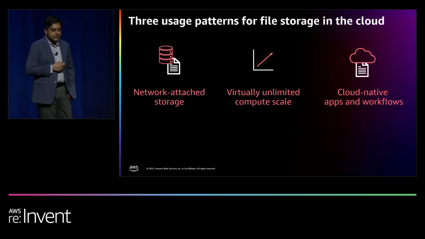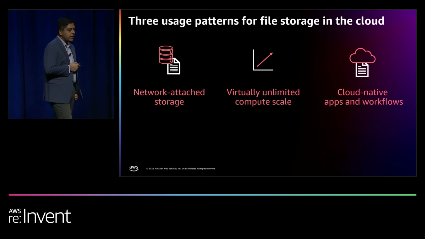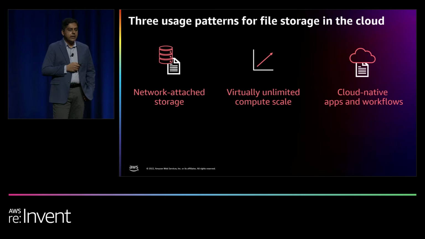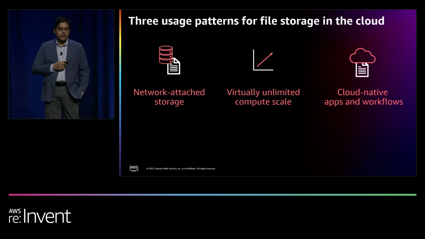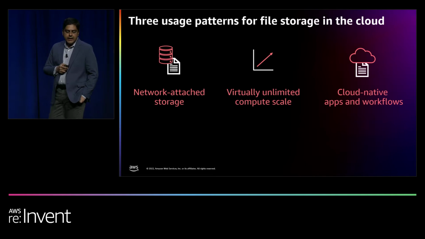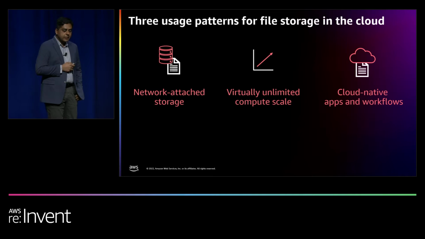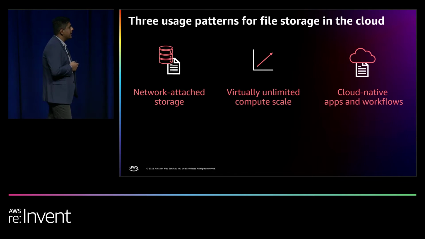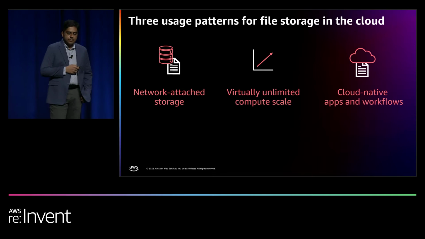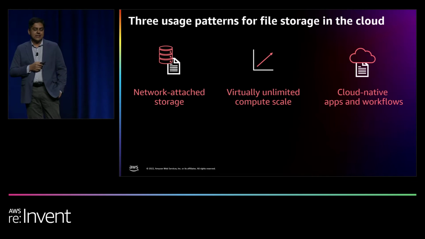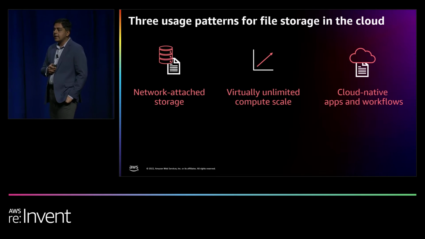What we have seen is it really comes down to three usage patterns for file storage in the cloud. When we look at how we serve this entire broad spectrum of workloads, these are the usage patterns that we have seen appear time and again for file storage in the cloud. So it tends to be that customers want to run their network-attached storage in the cloud. And I'll talk to you in a few slides about why they would want to run network-attached storage in the cloud.